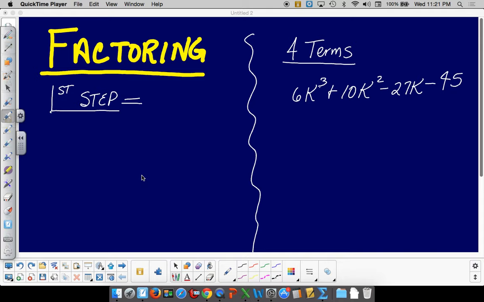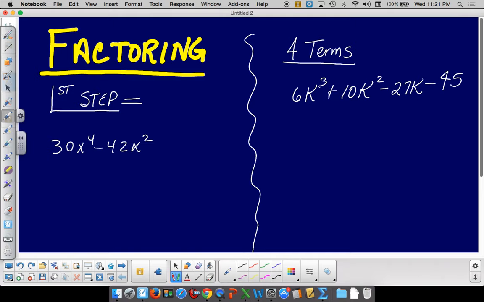And let me give you an example here. If I gave you 30x to the fourth minus 42x squared, what would you do? What can you notice you could do as you look at that? Well, hopefully somebody out there is going, hey, 30, 42, they have a common factor. X's, I have X's in both, that's a common factor. So yes, I can pull a 6 out, and X's I can pull out the smaller power, which is x squared.